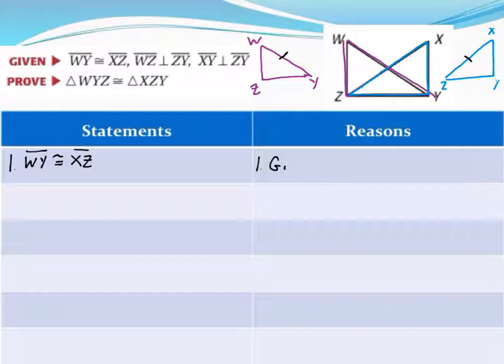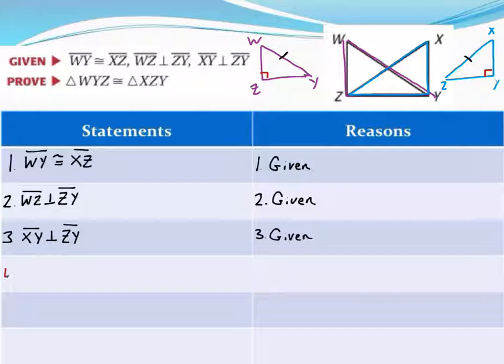So I've drawn the two triangles separately, and then I'm going to begin my proof by writing my givens. There are three things that I'm given. One segment is congruent to another one, WY and XZ are congruent, and then two segments are perpendicular to each other. Notice in the triangles I drew separately, I also added in those tick marks so that I could see it a little bit better.